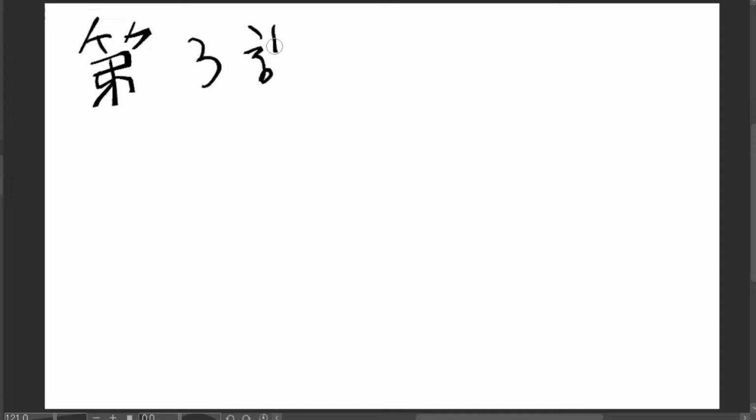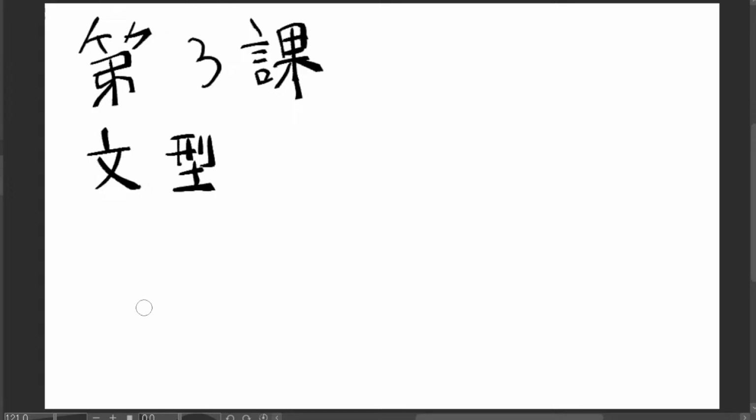第3課. Is that kanji right? Okay, this is chapter 3. So for chapter 3, I'm just going to explain the bunkei, the sentence structure. Okay, the sentence structure for chapter 3.